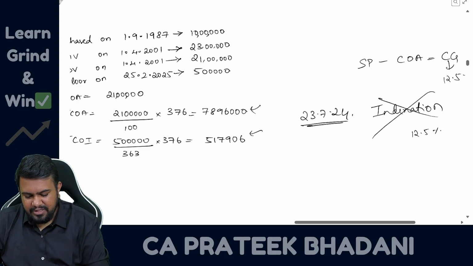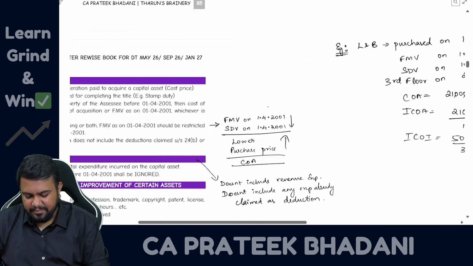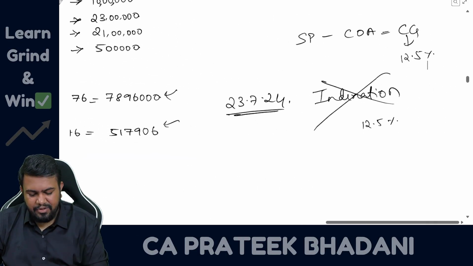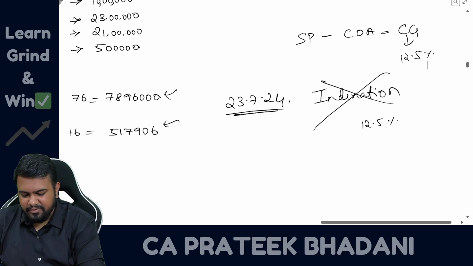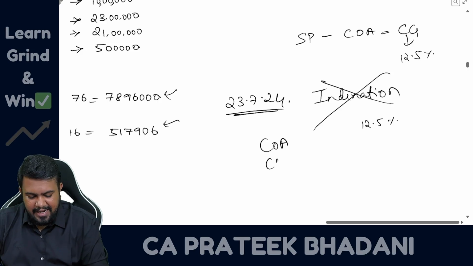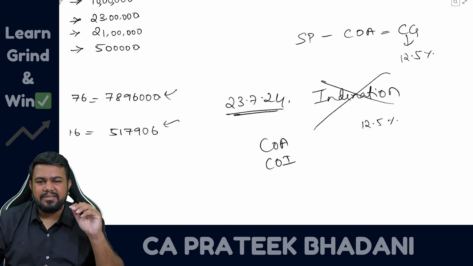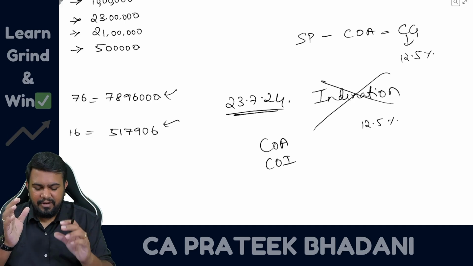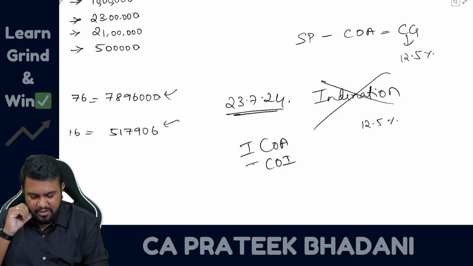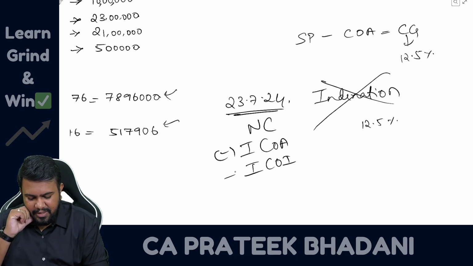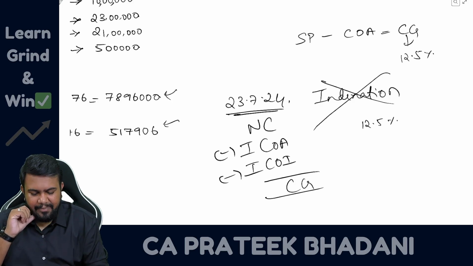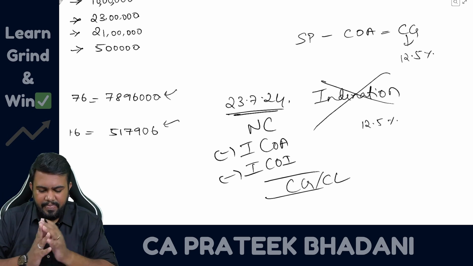Okay, so this was the concept of indexation. So before 23/7/2024, the cost of acquisition and cost of improvement have to be indexed to find out the indexed cost of acquisition and indexed cost of improvement. This only you have to reduce from the net consideration to find out the capital gain or capital loss, as the case may be. Fine.